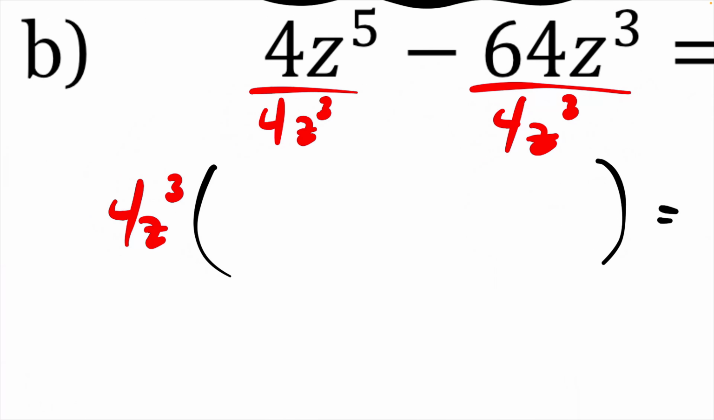Divide. 4 divided by 4, positive 1. If I take away 3 powers of z, how many powers do I have left? 2. So 1 z squared. 4 goes into 64 16 times. If I take away 3 powers, that's all it had. So it doesn't have any powers left.